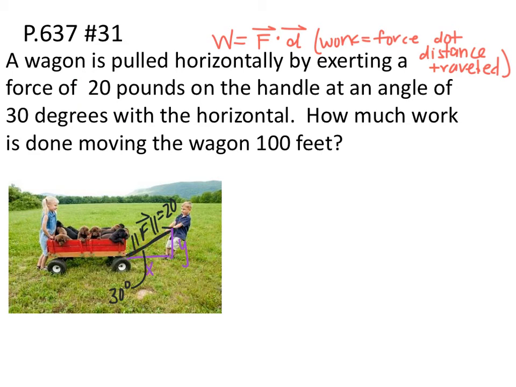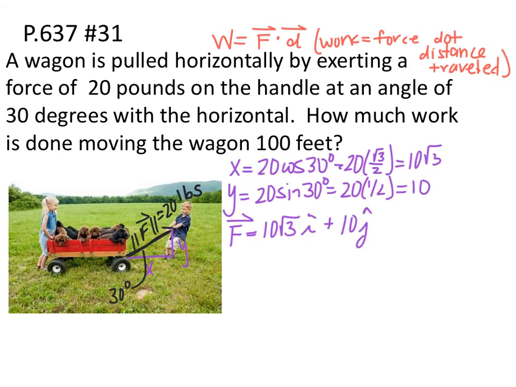The force they're exerting, or the magnitude, is 20 pounds. So what we want to do is find the work done by moving the wagon 100 feet. So first thing we have to do is find our force vector, which means we have to find our x and y components. You know the hypotenuse and you know the angle, so you can use SOHCAHTOA to find x and y. So go ahead and pause the video and find your x and y components of this force vector.